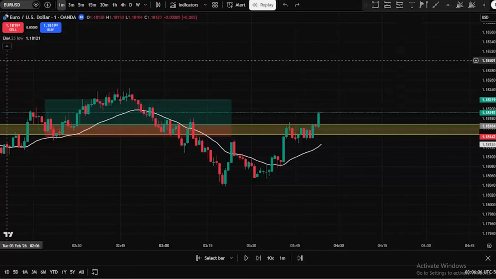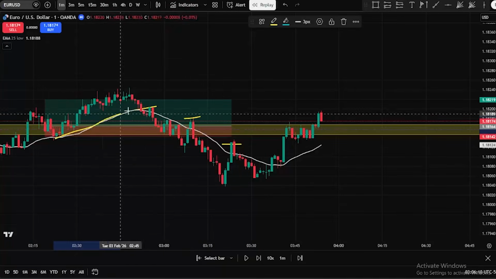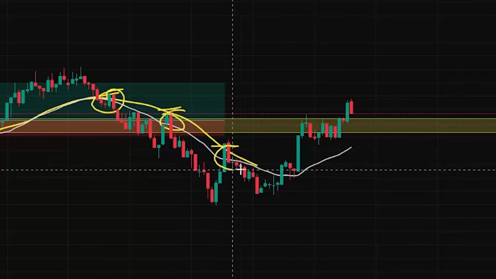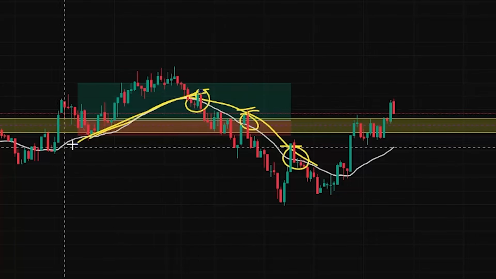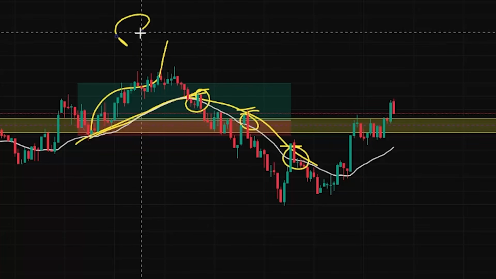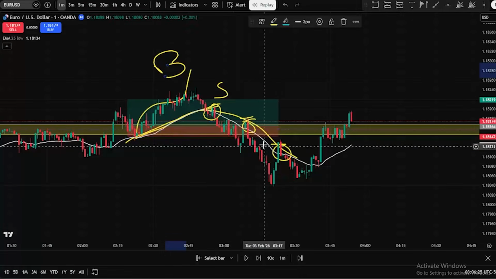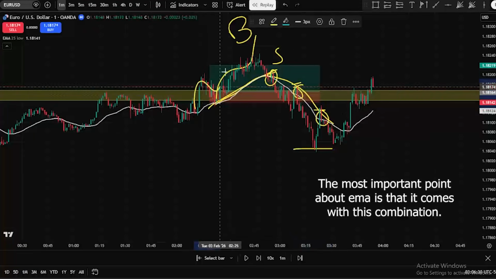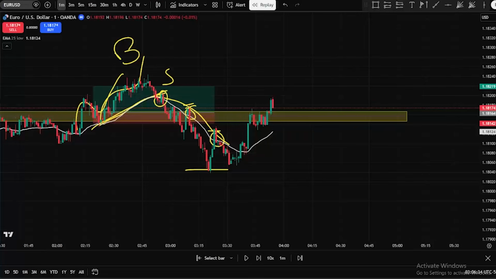Now, why is EMA 21 important? Here we add EMA 21 to filter the direction. The rule is simple. If the price is below EMA 21, we only look for sells after a liquidity grab. If the price is above EMA 21, we only look for buys after a liquidity grab. EMA 21 tells us what the short-term momentum of the market is. This prevents us from going against the flow.